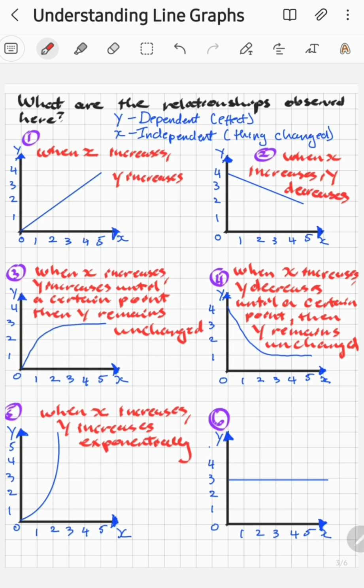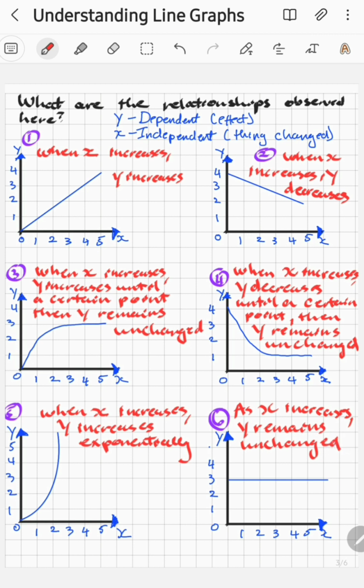Okay, so what is happening in 6? So as x increases, x is still increasing. It's moving from left to right, from 1 to 5. So x is still increasing. So we say as x increases, now what is happening to the y? It's not going up, it's not going down, it stays constant. So we can say that the y remains unchanged.